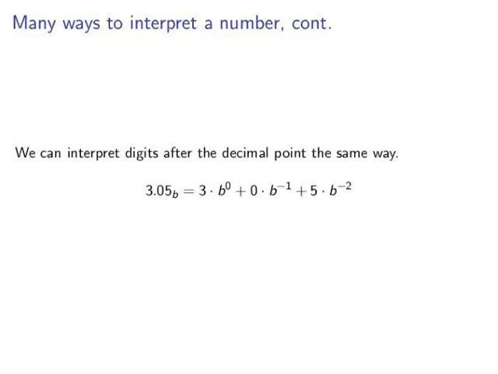We can interpret digits after the decimal point in the same way, except we're now using negative exponents instead of positive exponents. So 3.05 in base b means 3 times b to the 0, plus 0 times b to the negative 1, plus 5 times b to the negative 2. If you think of base 10, this is why we have tenths and hundredths, because that is 10 to the minus 1 and 10 to the minus 2.